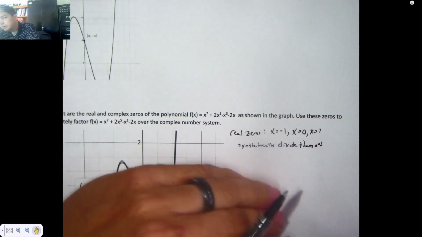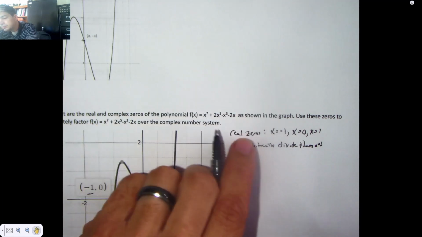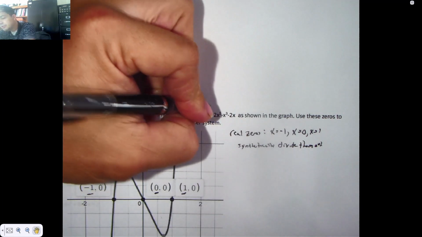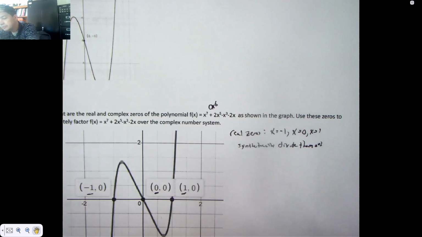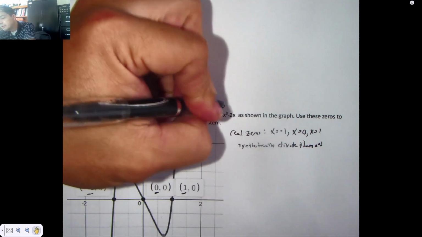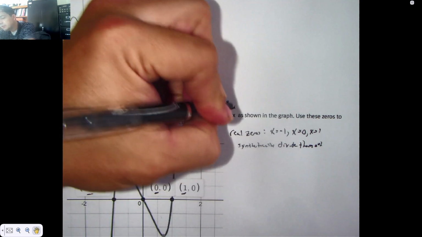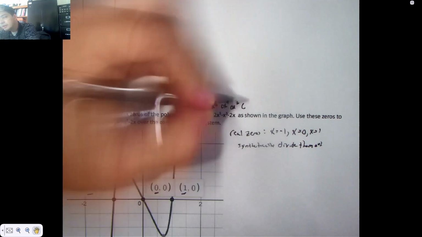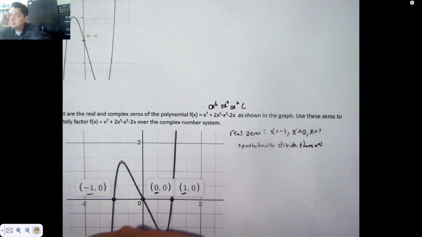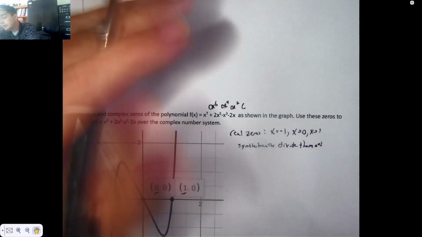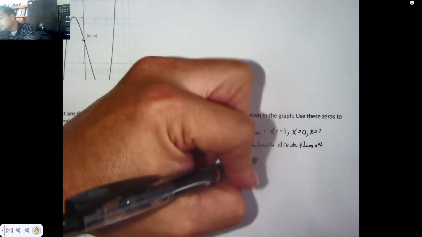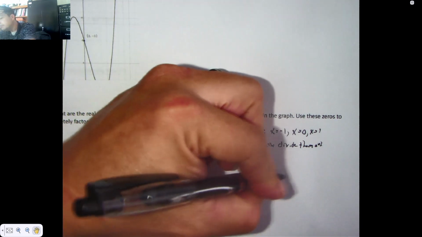Now, this example, unlike the one above, needs a lot of placeholders. It's got gaps. There's a 0x to the 6th that's not there. There's a 0x to the 4th. There's a 0x squared. And it's also missing the constant at the end. So be careful about that. It needs placeholders. Whichever zero you divide out first doesn't matter.